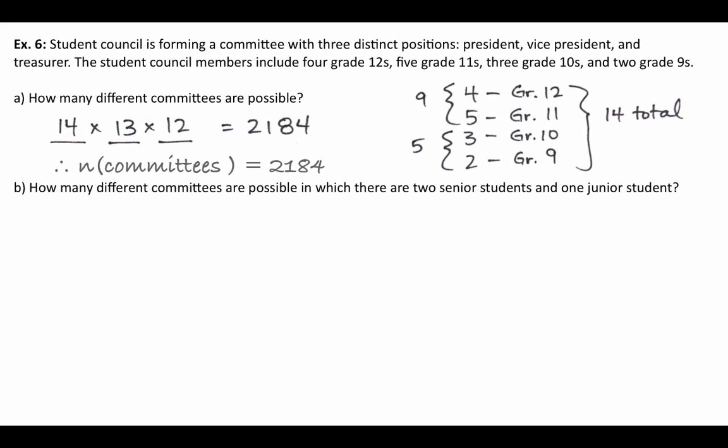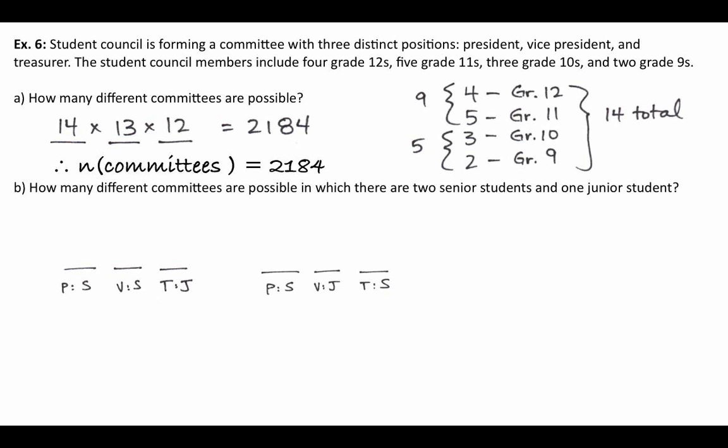So here we basically go and we can say, okay, here's one scenario. The president is a senior, the vice president is a senior, and the treasurer is a junior. This reminds me of the ice cream cones. Yes, exactly. Senior, senior, junior. And so this is another archetype of problem, right? It's a type of problem that we're going to see over and over again.